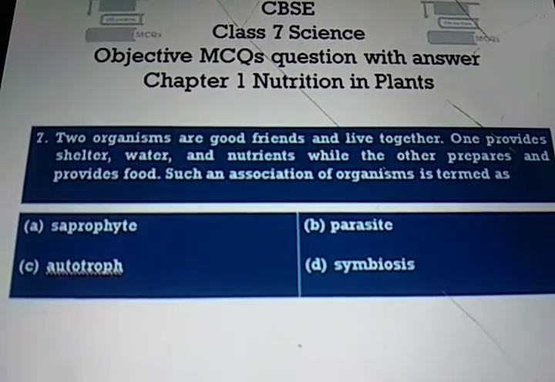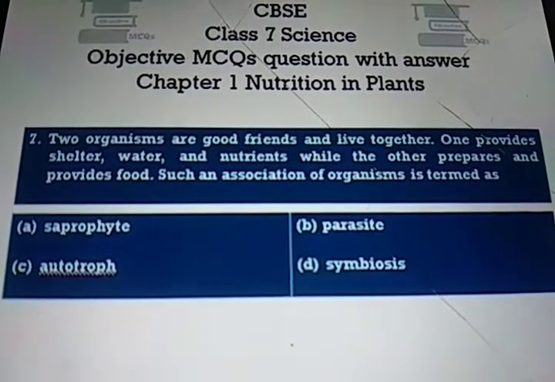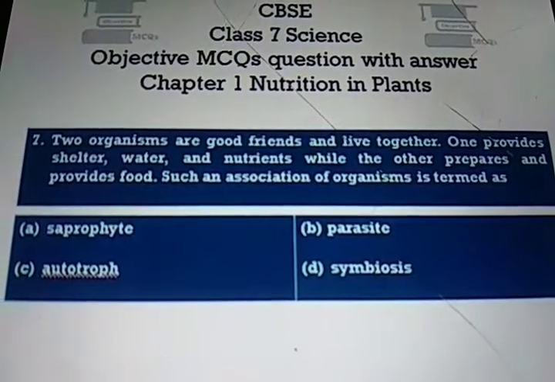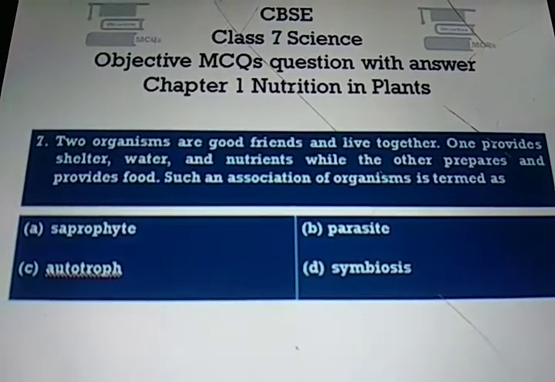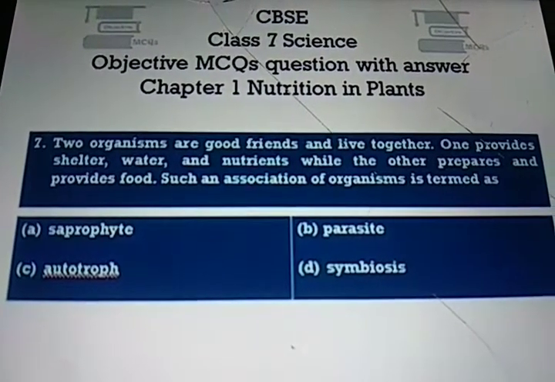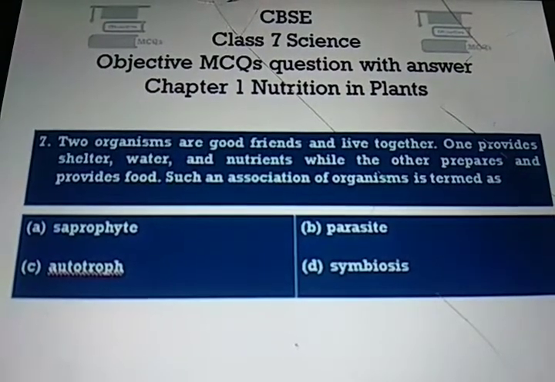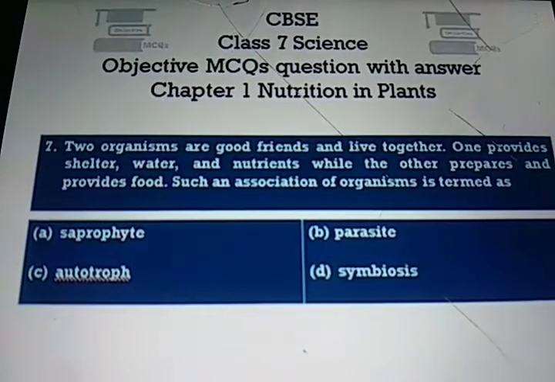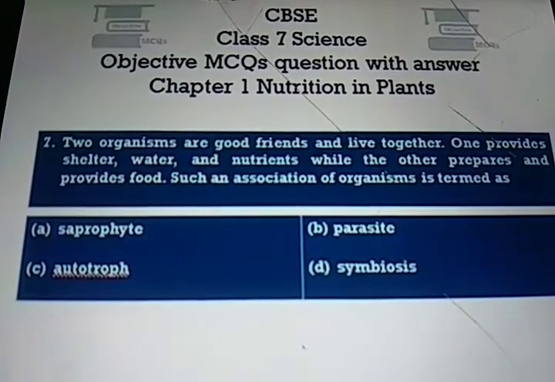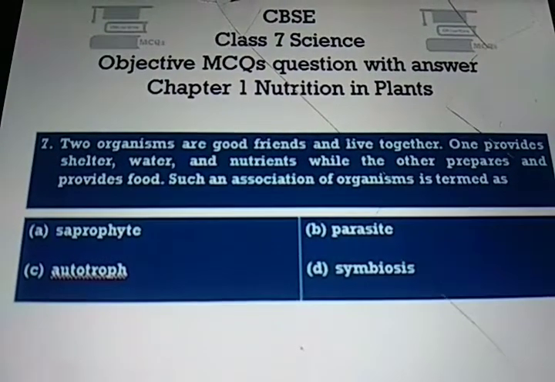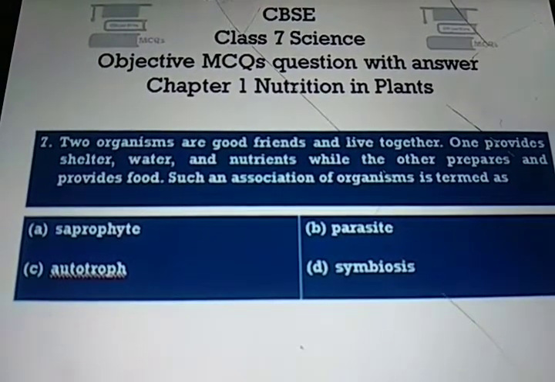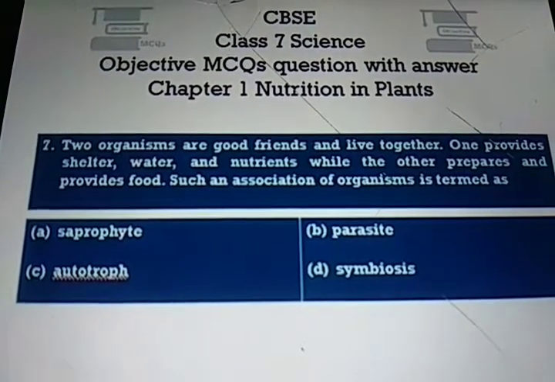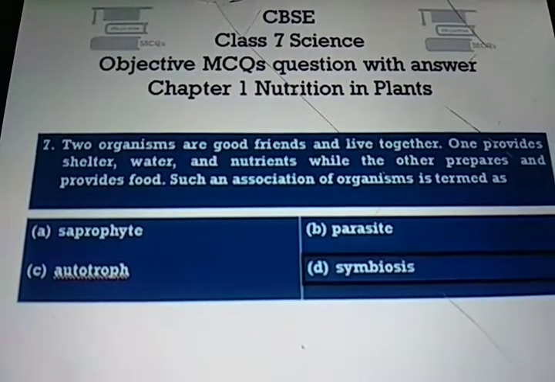Question number 7. Two organisms are good friends and live together. One provides shelter, water, and nutrients, while the other prepares and provides food. Such an association of organisms is termed as option A, saprophyte, option B, parasite, option C, autotroph, and option D, symbiosis. And the right answer is option D, symbiosis.